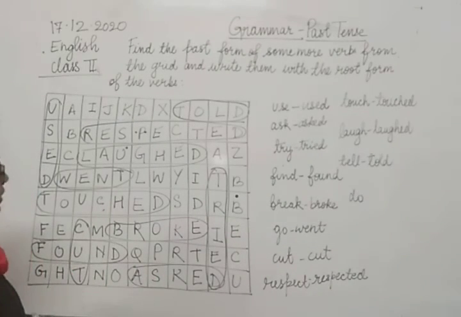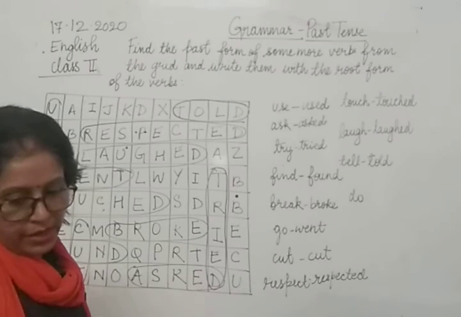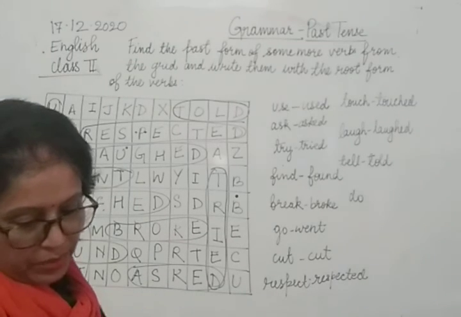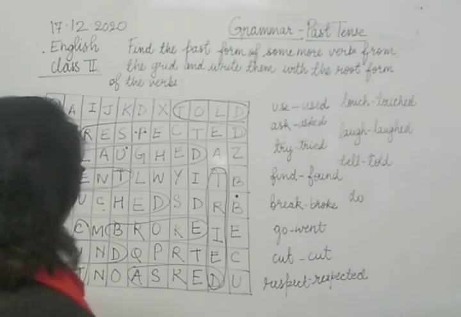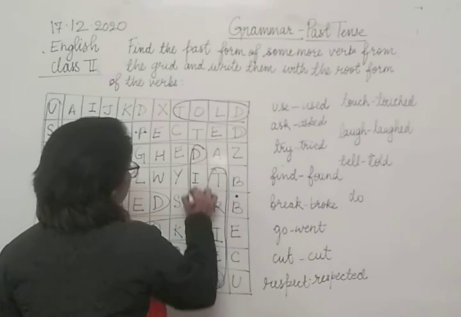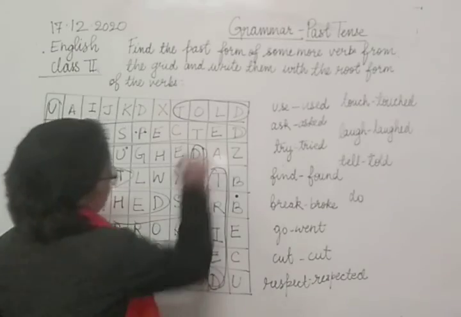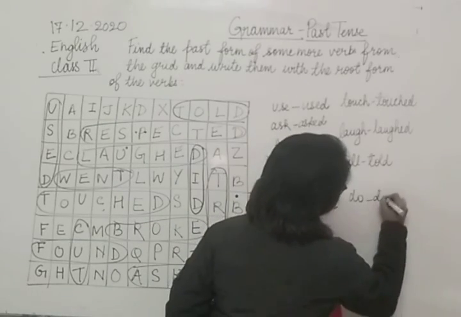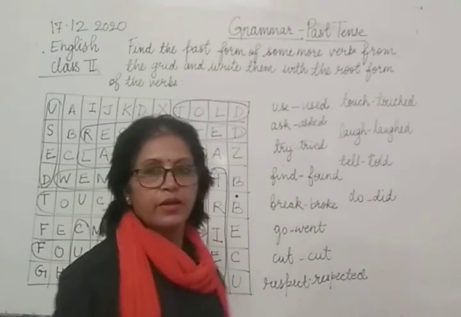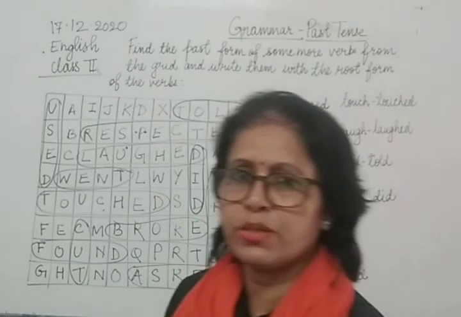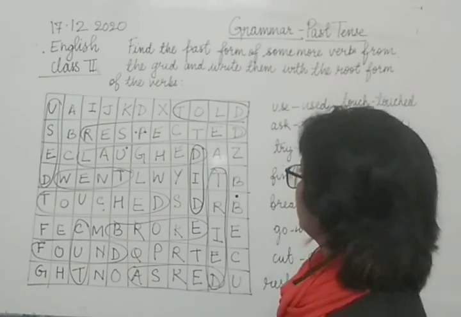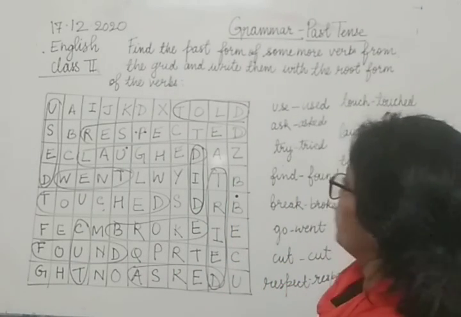Then हमारा क्या बचा, अब बचा है हमारा do. Do का past tense क्या होता है, do का past tense होता है did. Did. Past tense of do is did. है ना. ये अब हमने ऑलमोस्ट कंप्लीट कर लिया है ना. देखिए, हो गया.